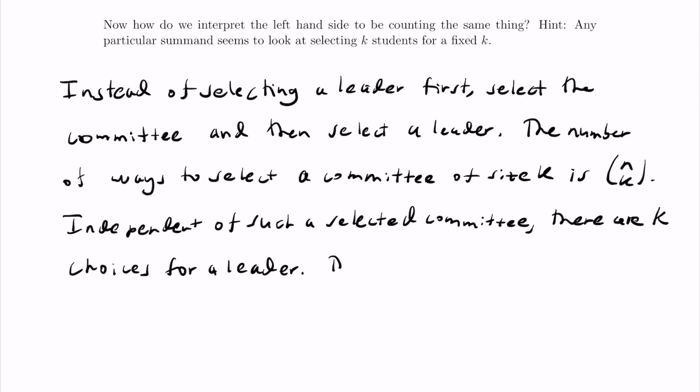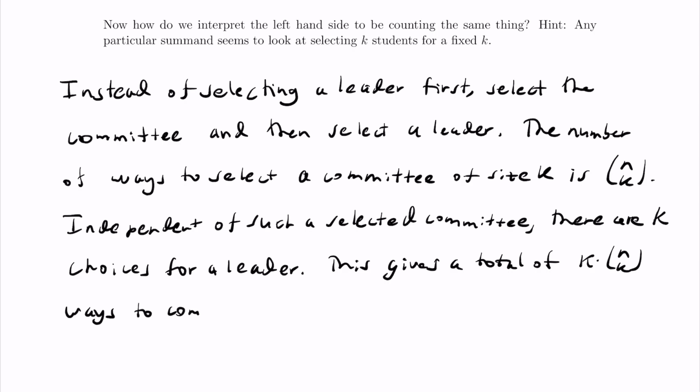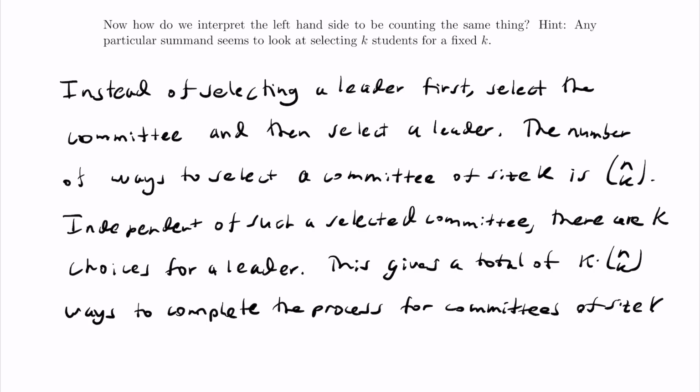Okay, so this gives a total of k times n choose k ways to complete the process for committees of size k. Now the committee sizes have to go from 1 to n because they're forced to have a leader.